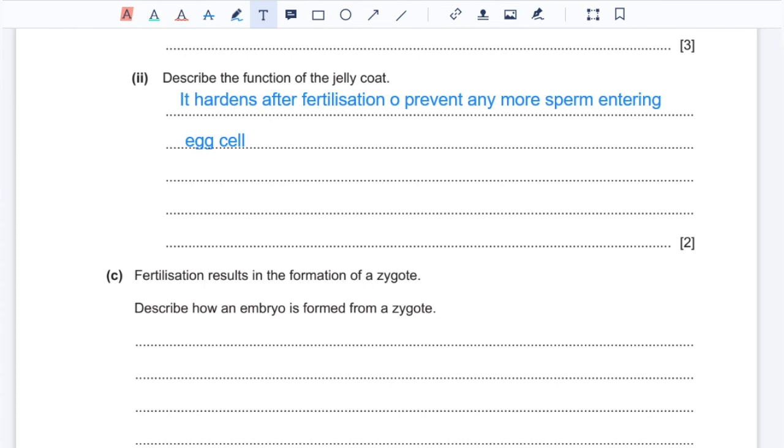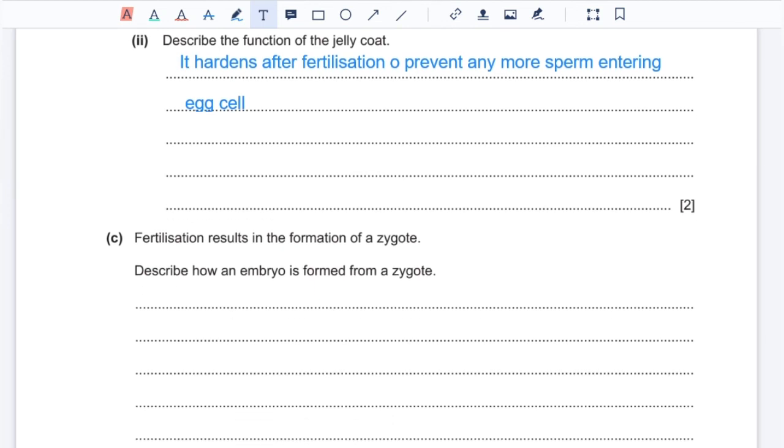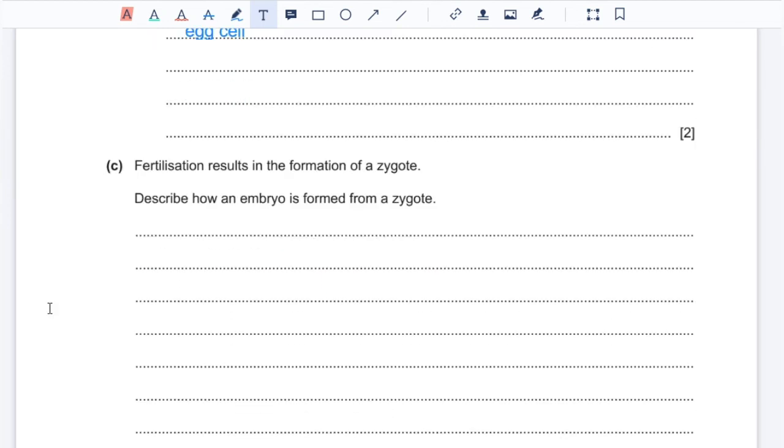C. Fertilization results in the formation of a zygote. Describe how an embryo is formed by a zygote. So embryo is a ball of genetically identical cells, whereas zygote is the cell which forms after fertilization of the egg cell and the sperm cell.